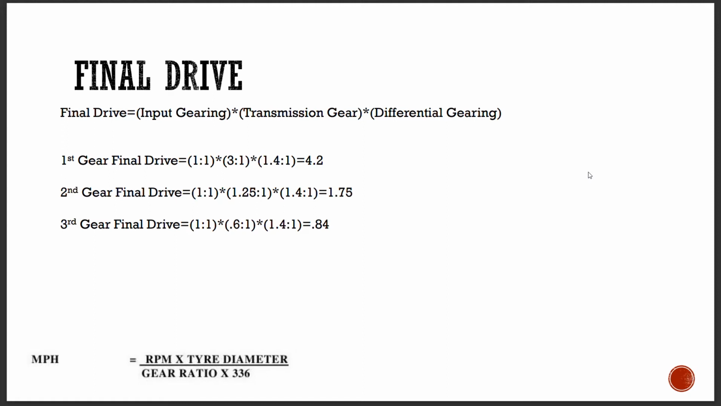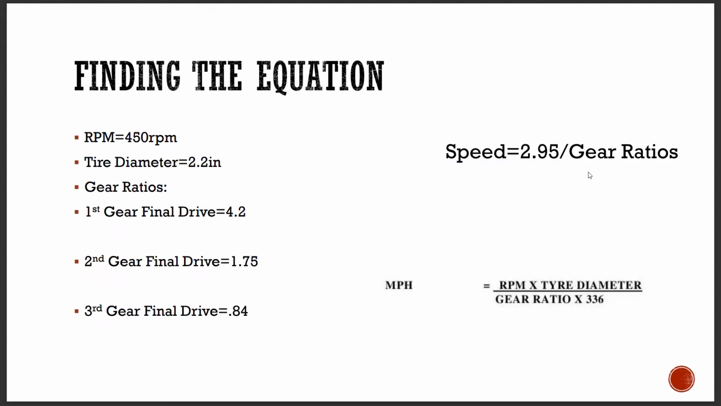All of this is calculated through this equation we see at the top, where final drive is equal to input gearing times transmission gear times differential gearing. And as I said, our differential gearing is 1-to-1. Our transmission gear, we have 3 options, which I stated before, and then our input gearing is that differential to that yellow gear.